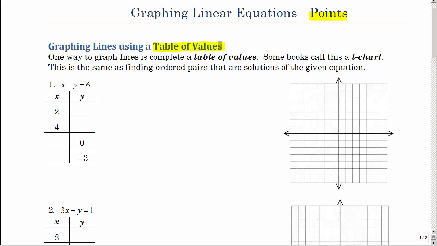That just helps us organize our ordered pairs. Some books call that a T-chart, maybe because you're making a T, but they're just ordered pairs. And so these are solutions of the given equation. So very much like we did in the last lesson, they gave us ordered pairs like this, and we had to fill in the blank. Same thing. That's exactly what we're doing here.